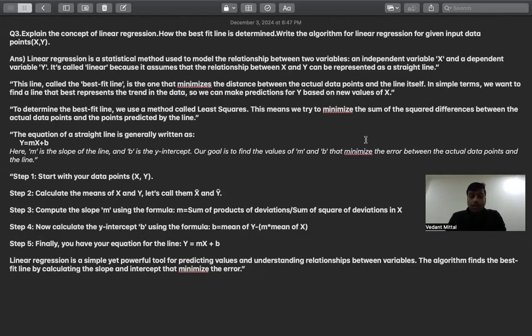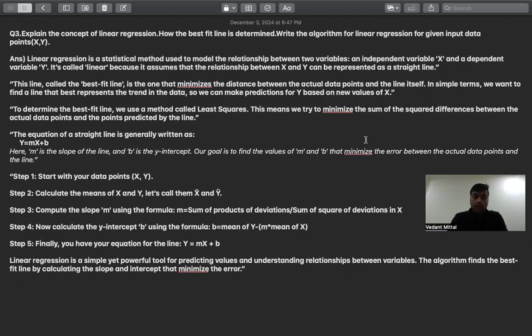So in this lecture, I'll be discussing the third question of my data science end semester paper. The question is: explain the concept of linear regression, how the best fit line is determined, and write the algorithm for linear regression for given input data points x, y.